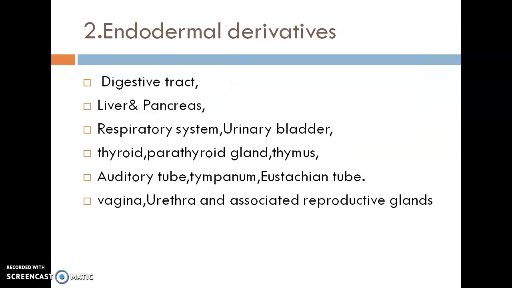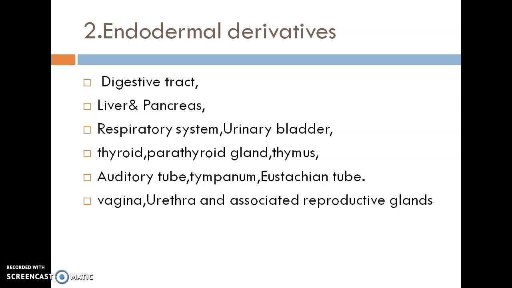Then comes the endodermal derivatives. The endoderm is the innermost region of the gastrula, and the endodermal derivatives generally include the digestive tract, liver and pancreas, respiratory system, urinary bladder, thyroid as well as parathyroid gland, thymus, auditory tube, tympanum, eustachian tube, then vagina, urethra and associated reproductive glands. So these are the endodermal derivatives.